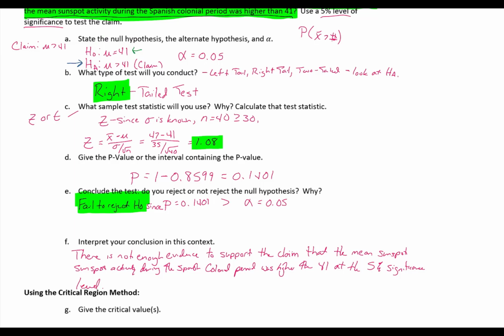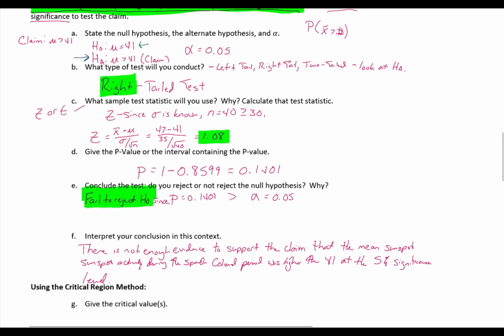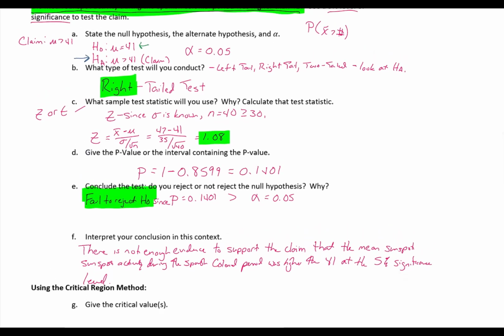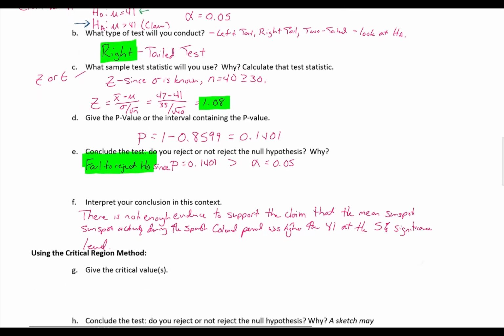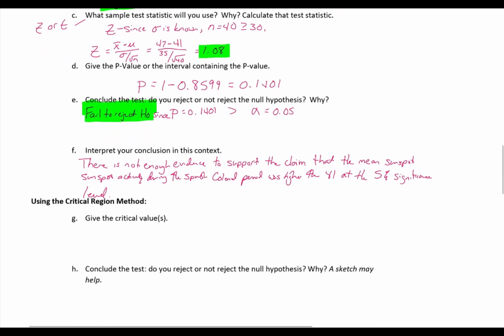Take the math that you just said, tie it back with your claim, and basically answer the question you were asked in the beginning. So that's using our p-value method. So for critical regions, most everything we've done still applies. So steps A, steps B, steps C still apply for critical regions. The part that's going to be different is how we conclude the test.